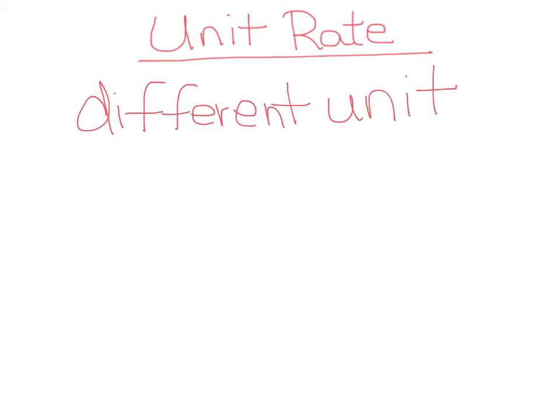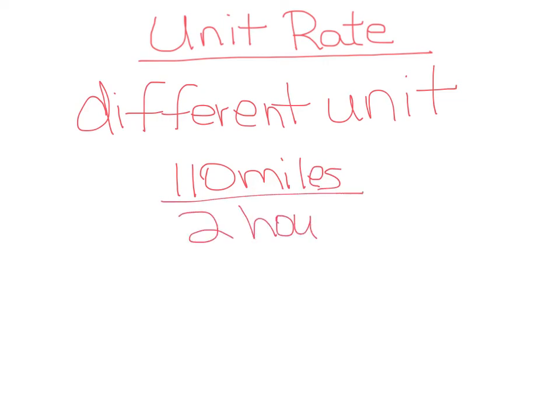So an example of this would be that a car travels 110 miles in 2 hours. 110 miles in 2 hours. Okay, so this is a rate. We have two different units. We have miles and we have hours. That is a rate.